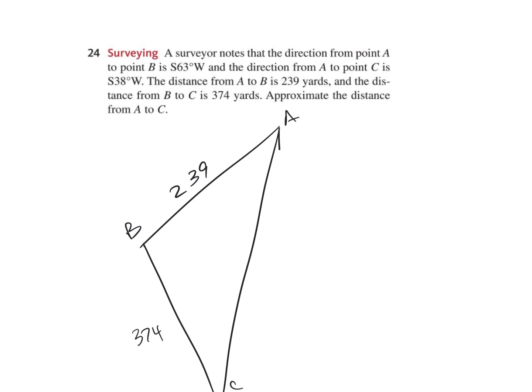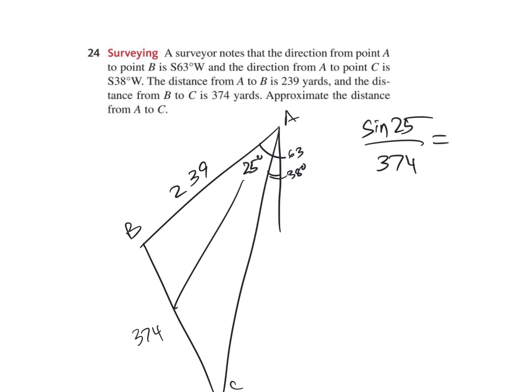Now, from south, the whole thing there was 63 degrees. And from A to C, this was 38 degrees. So if we take 63 minus 38, that'll give us angle A of 25 degrees. So there's the two things we need. The sine of 25 is to 374.